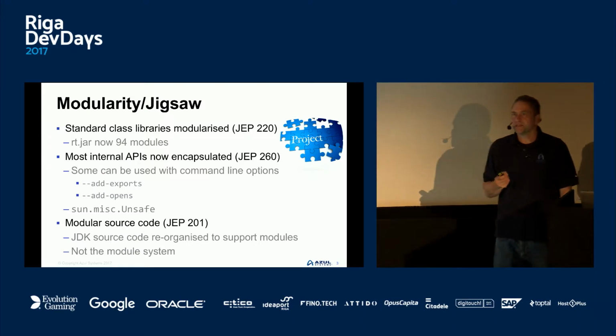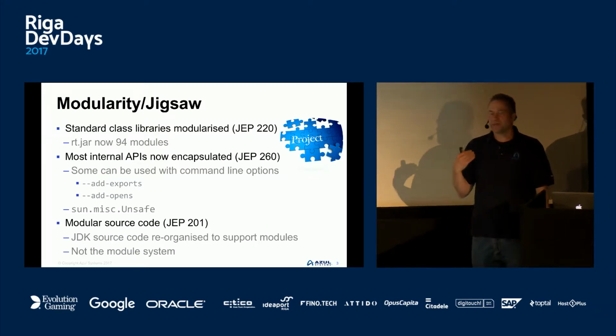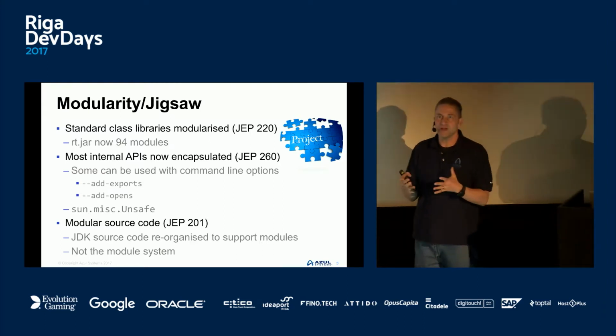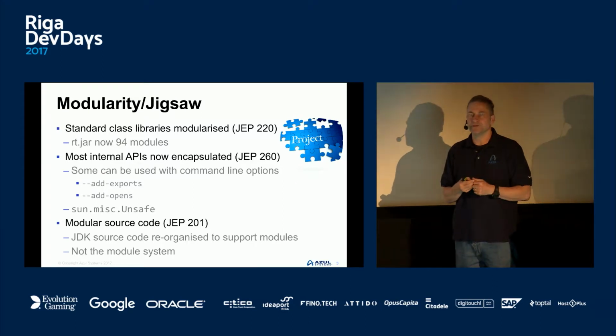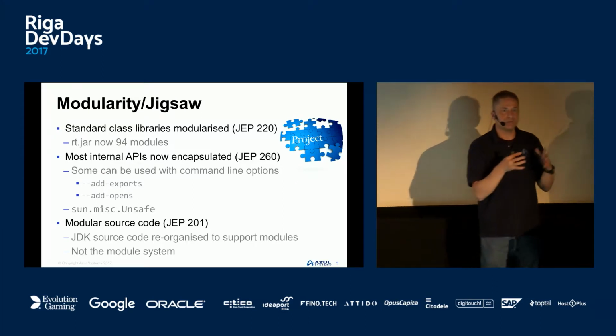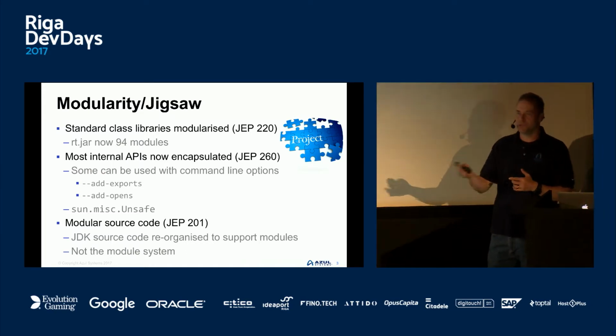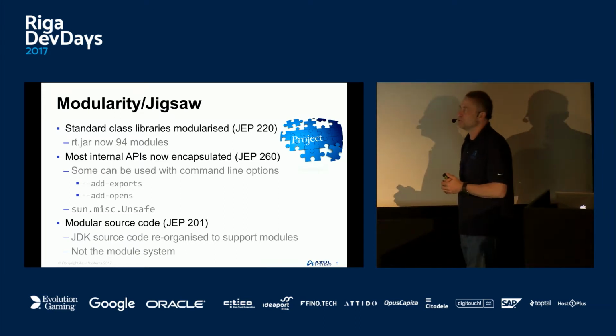One of the big changes that's happening around this is the fact that many of the private APIs that have been used to develop the public APIs in Java are now being encapsulated, which means you don't get to see them anymore. Things like sun.misc.Unsafe, which is probably the most famous or infamous of those.